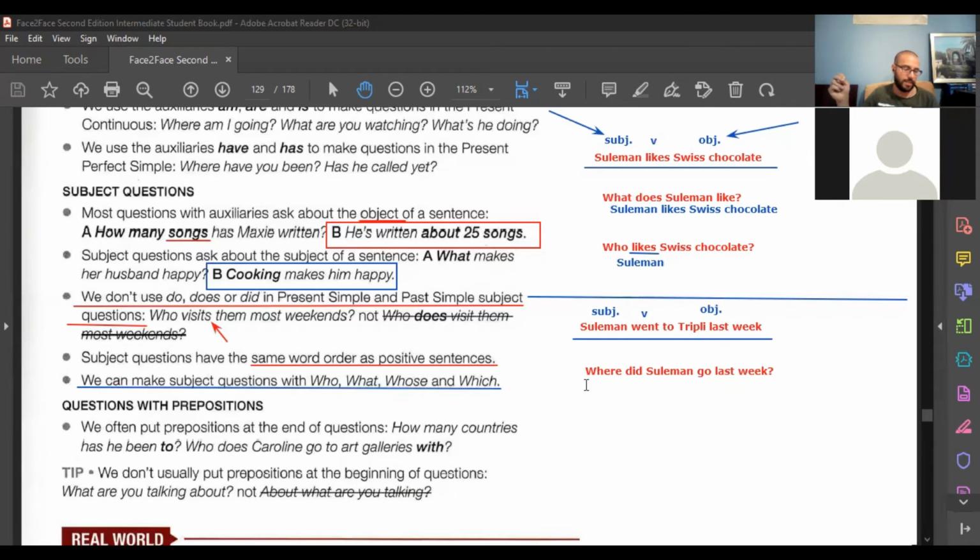Okay. Sulaiman went to Tripoli last week. Exactly. If you repeat it, it looks like the original sentence. So it will look like this. He went to Tripoli. He went to Tripoli last week. And of course, if you want a really short answer, even if you say to Tripoli, fine. But if you want to put the verb, it's a little better if you include the verb. He went to Tripoli.